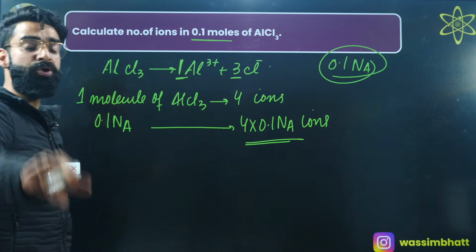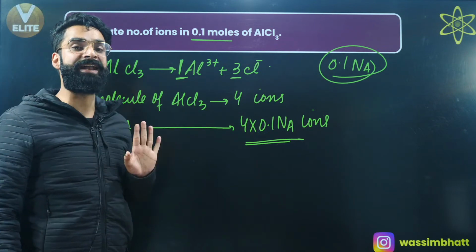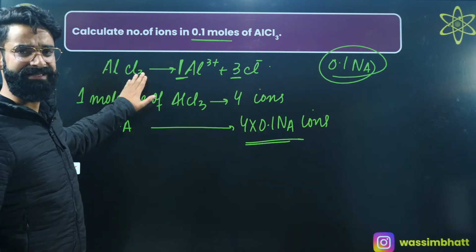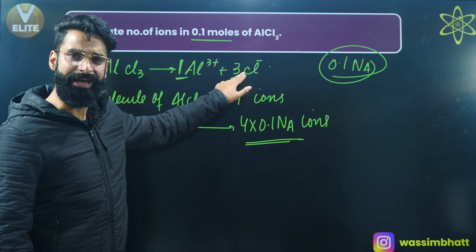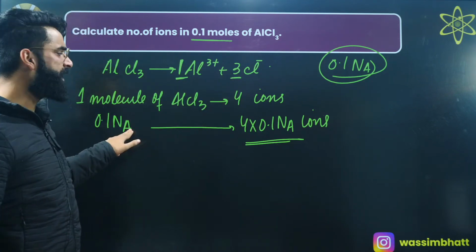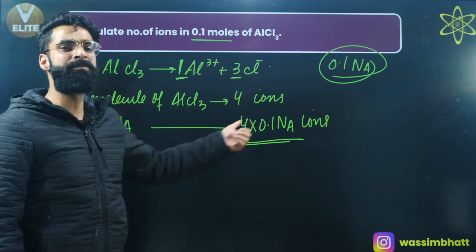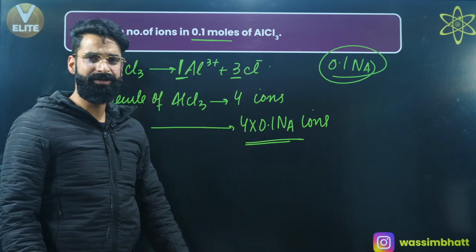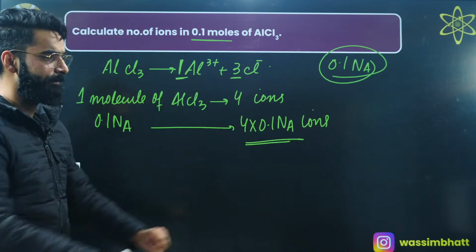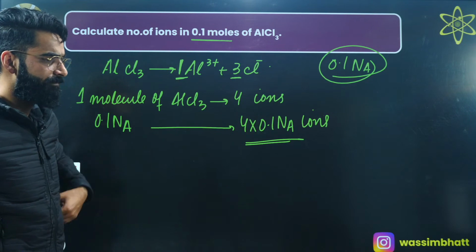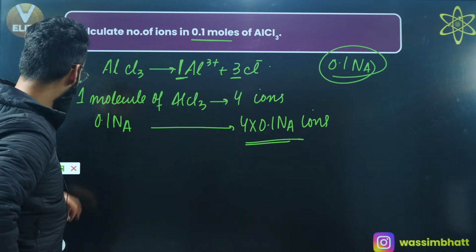Right, people? If I ask you how many anions there will be, only anions, you will say one molecule of AlCl3 gives 3 anions. So 0.1 Na molecules will furnish 3 multiplied by 0.1 Na anions, right? So those many anions will be there. Perfect? Okay, so let's move on then.